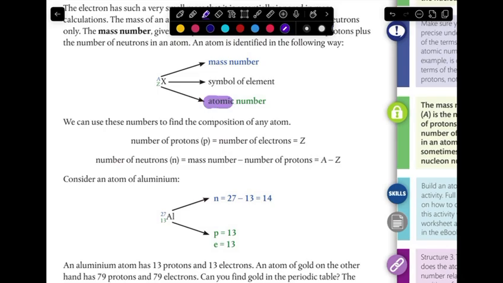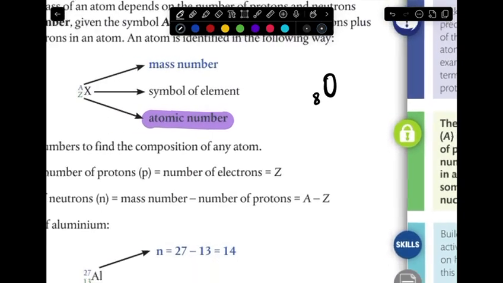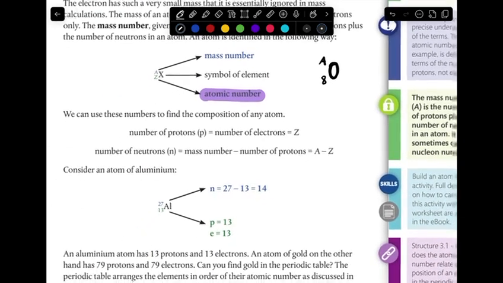The atomic number, let's say for oxygen. Oxygen has an atomic number of 8, right? So you write it here, because oxygen has 8 protons. This is the symbol of the element. Oxygen's symbol is O, and the mass number should be written right here.